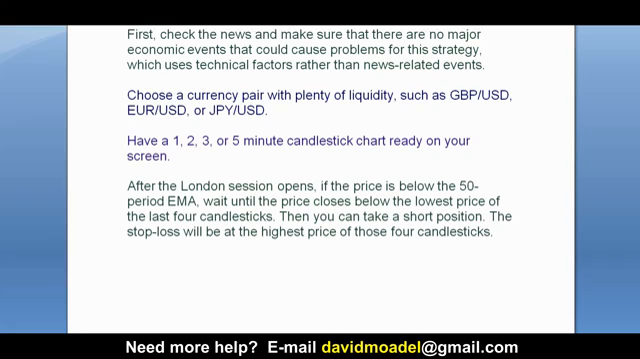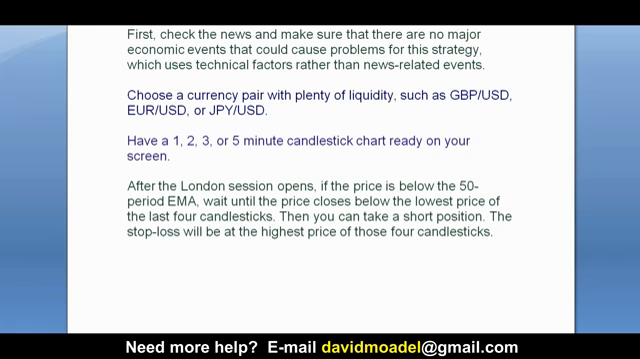So after the London session opens, if the price is below the 50-period exponential moving average, or EMA, you're going to consider that to be bearish. And so that's good for a short position. So if it's below the 50-period EMA, wait until the price closes below the lowest price of the last 4 candlesticks. So look at the last 4 candlesticks, all right?